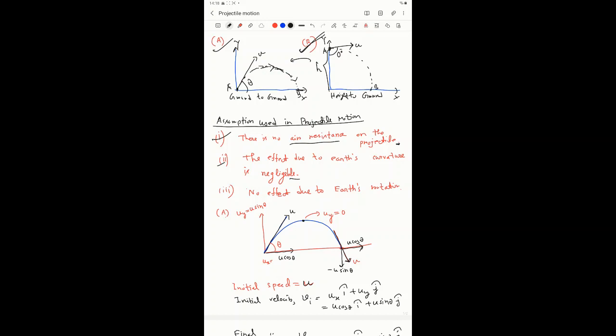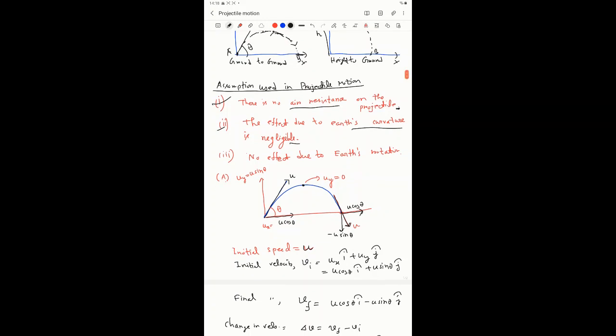But here we are not taking into account the curvature of the Earth. Means we are assuming that the Earth is a sphere with radius r, so that all over the surface of the Earth the radius is the same, and the acceleration due to gravity is the same all over the Earth's surface. So we are not taking the Earth's curvature into account when solving projectile motion problems. And another aspect is no effect due to Earth's rotation.